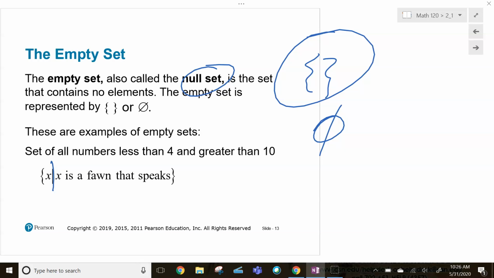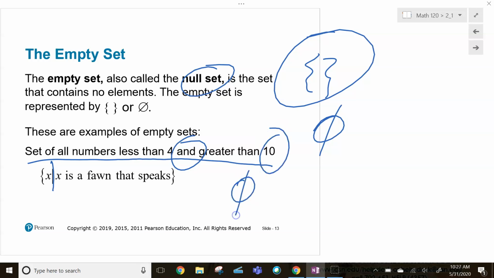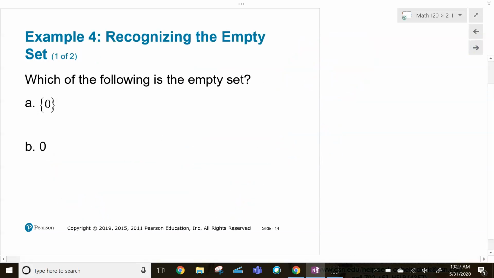With reference to Mr. Ed, the speaking horse, anyway, we've got a set of all numbers less than 4 and greater than 10. Are there any numbers that are less than 4 but also greater than 10? No, none of them are. So that would also be the empty set. Both of these are just the empty set.